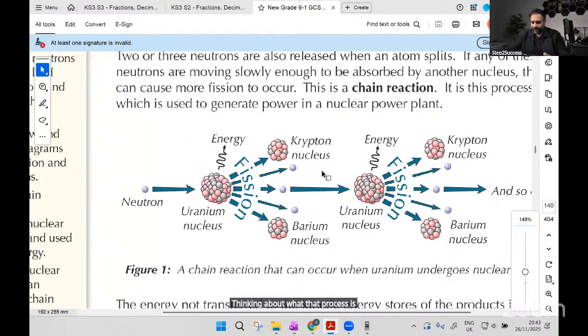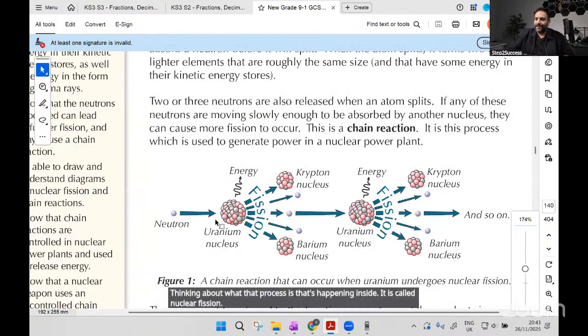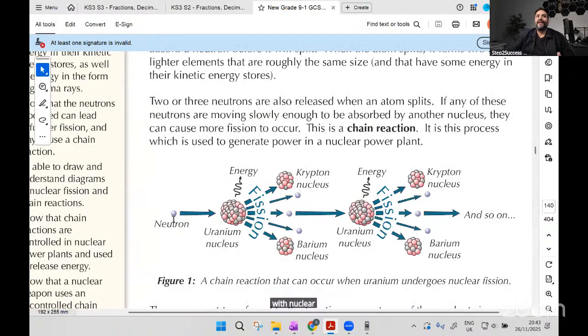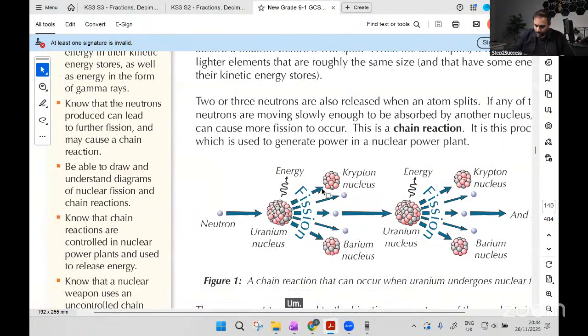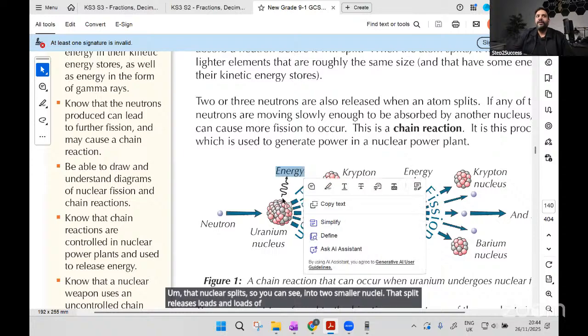It is called nuclear fission. With nuclear fission, what we do is we get some of our nuclear fuel, which is usually uranium, and we fire a neutron at it. And when that neutron is absorbed by this nucleus, it causes the nucleus to split. Fission literally means splitting. That's what's happening. That nucleus splits, as you can see, into two smaller nuclei. That split releases loads and loads of energy.